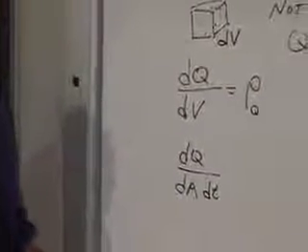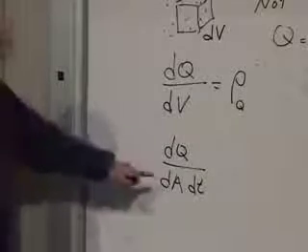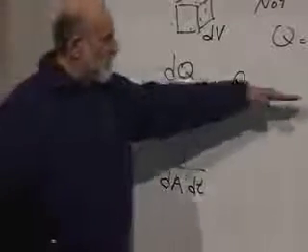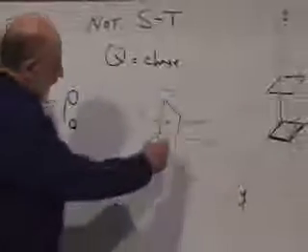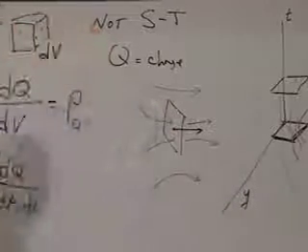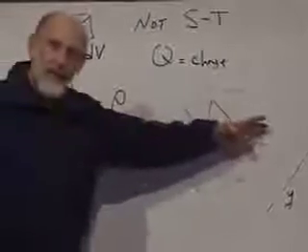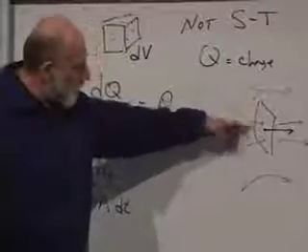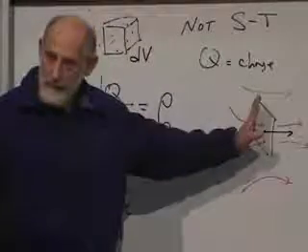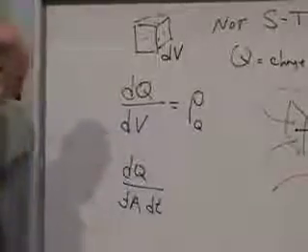What do I call that? I'm going to call that the current. But this area has an orientation. The area has a normal vector to it. So I'm really talking about the charge, for example, flowing in a given direction through a window perpendicular to that direction. It's got a vector index attached to it.